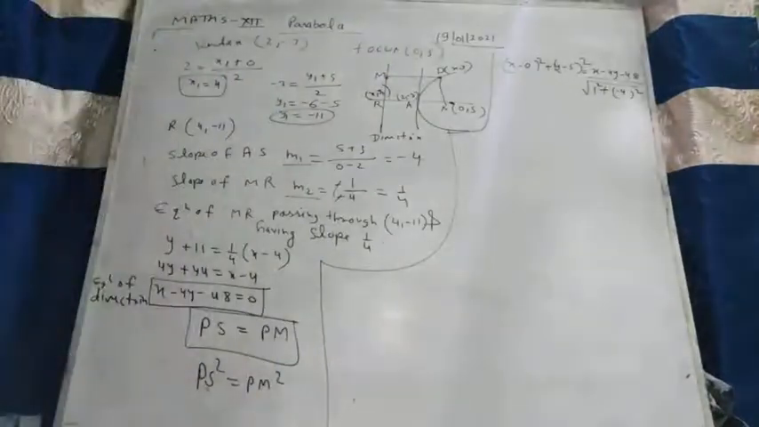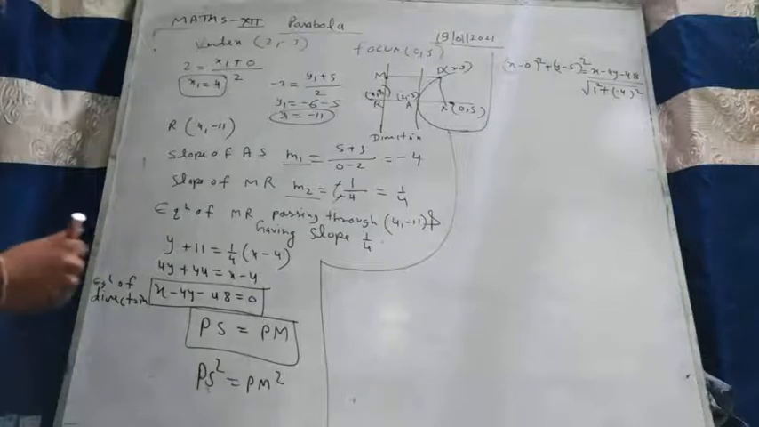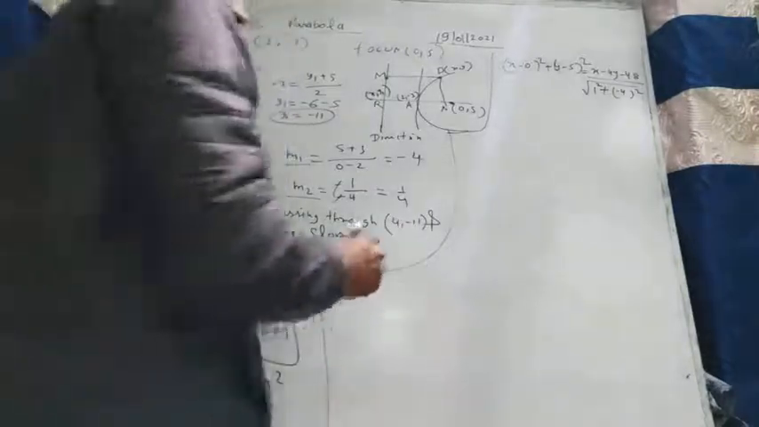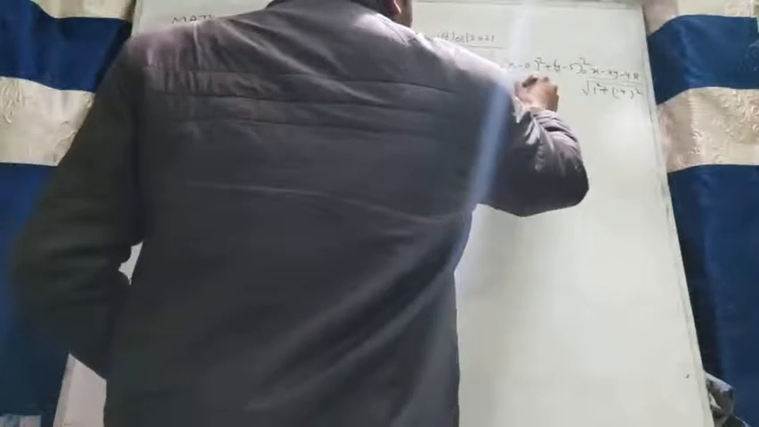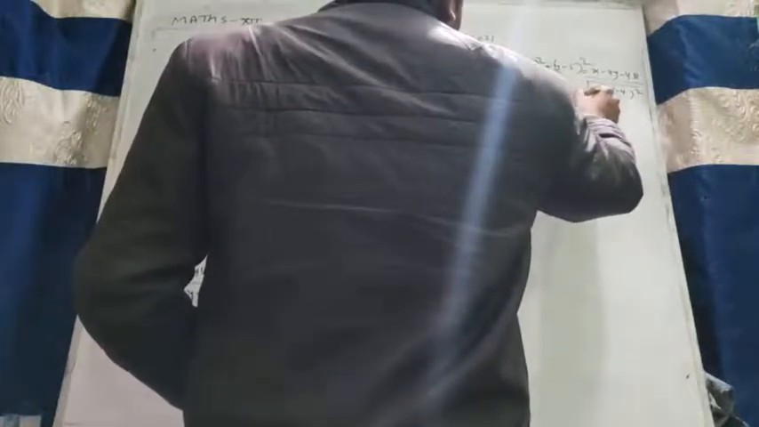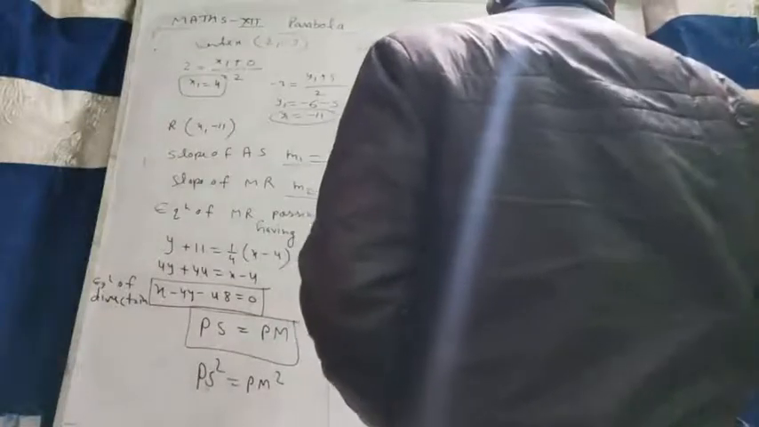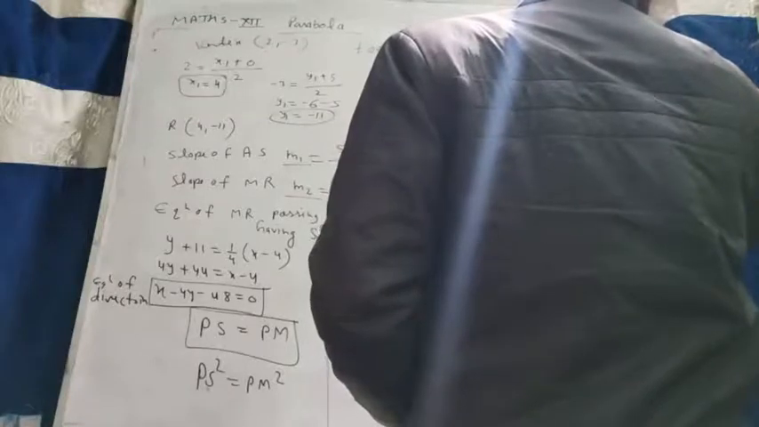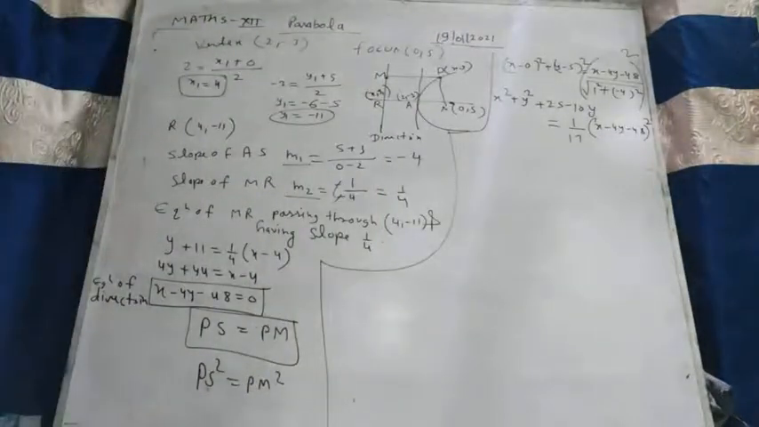Okay student, now when we expand this, we get x square plus y square plus 25 minus 10y, which is equal to, student, this part is also a whole square, so we can write 1 by 17 of x minus 4y minus 48 whole square.